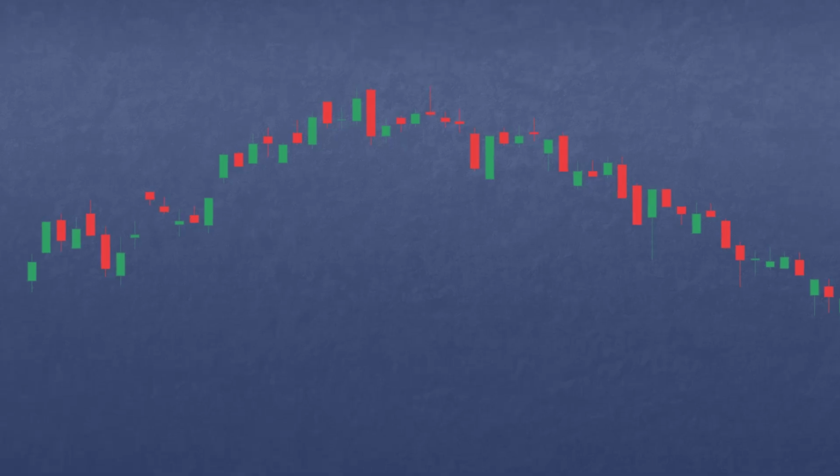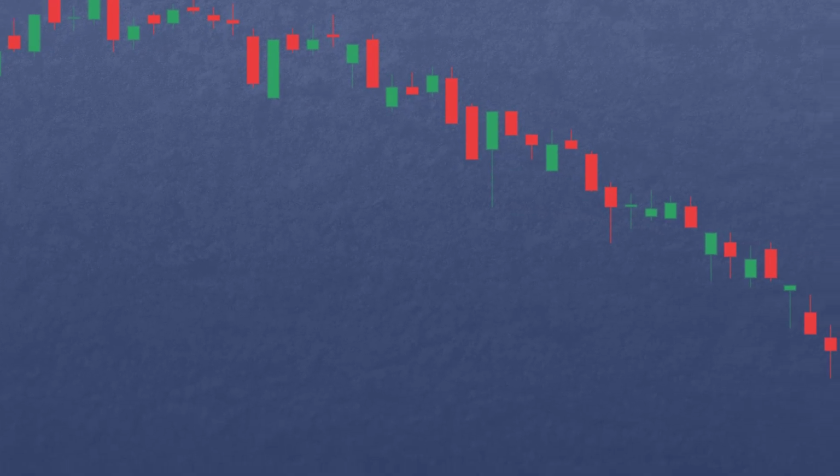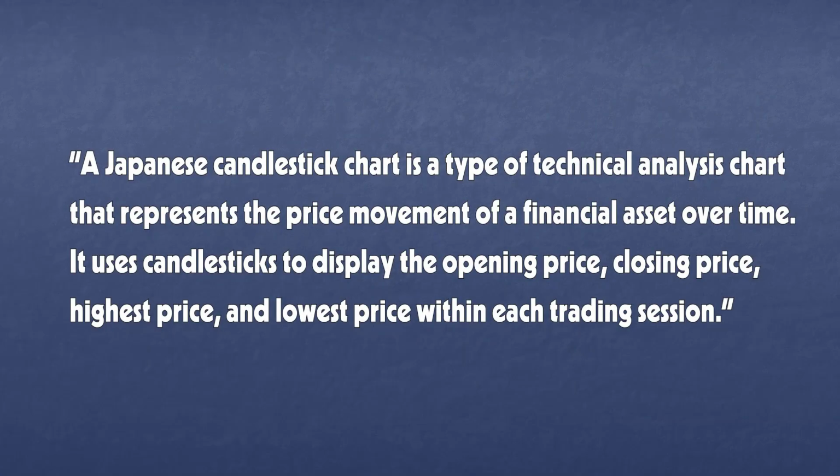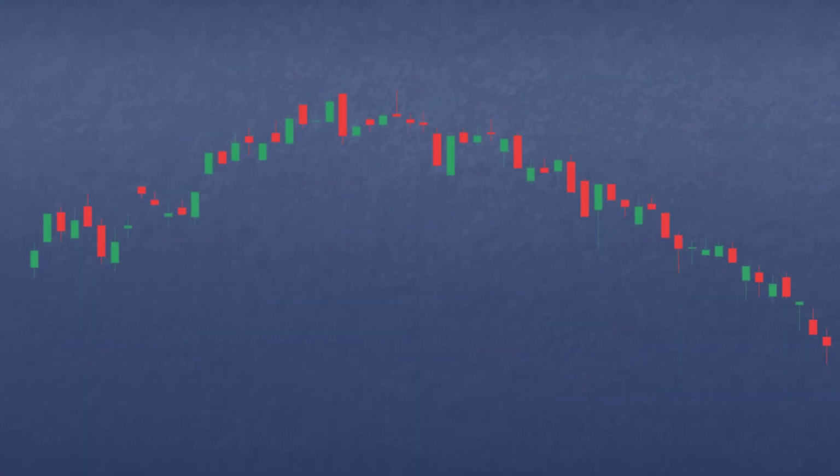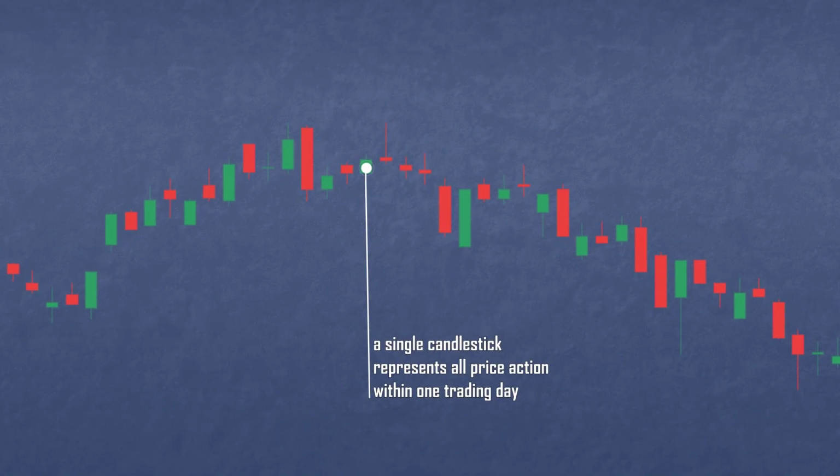Let's start with the definition of the Japanese candlestick chart. A Japanese candlestick chart is a type of technical analysis chart that represents the price movement of a financial asset over time. It uses candlesticks to display the opening price, closing price, highest price, and lowest price within each trading session. If we look at a daily candlestick chart, a single candlestick represents all price action within one trading day.